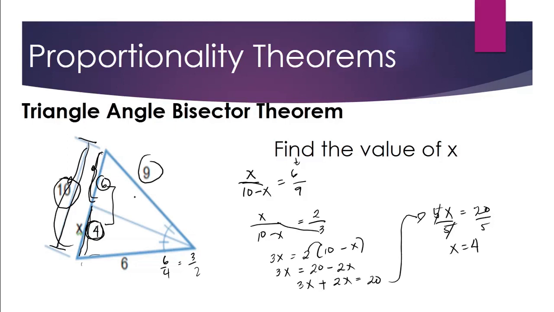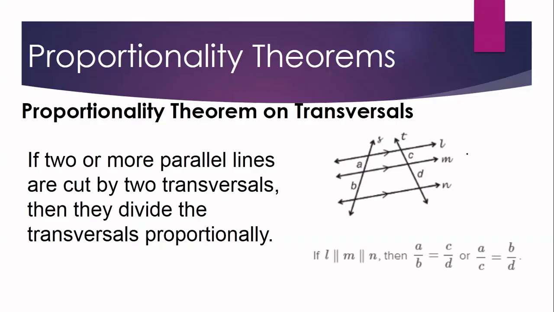And of course, yung kanina, adjacent to 6 is 9. So we have 9 over 6. It is also equal to 3 over 2. Now, this is the last proportionality theorem. We have here, proportionality theorem on transversals. Anong sinasabi ng theorem? If two or more parallel lines are cut by two transversals, then they divide the transversal proportionally.